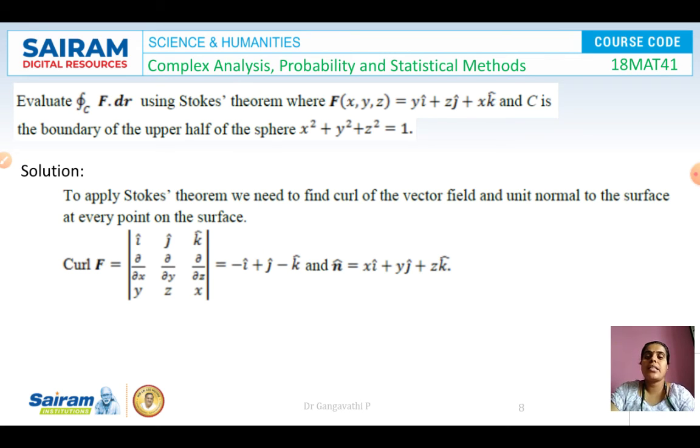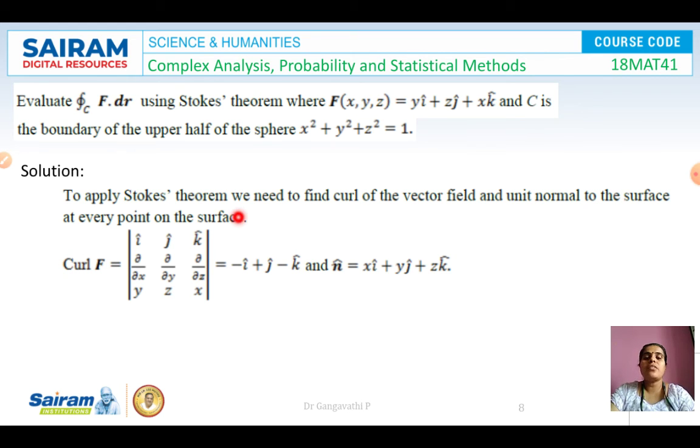So let us see another example. Evaluate the integral over c of vector f dot dr using Stokes theorem, where vector f is given by yi plus zj plus xk cap, and c is the boundary of the upper half of the sphere x square plus y square plus z square equal to 1. Even this problem we can work similar to the previous two problems. Here I'll slightly modify the method of working. Whichever method you find easy, you can use that and proceed.